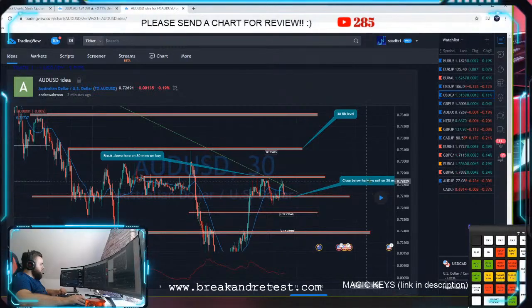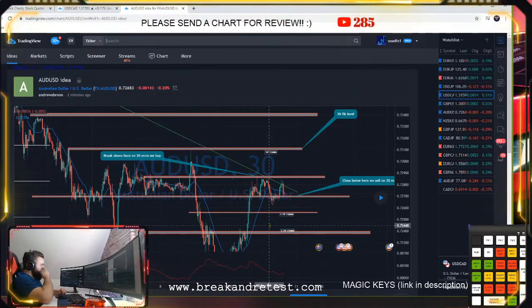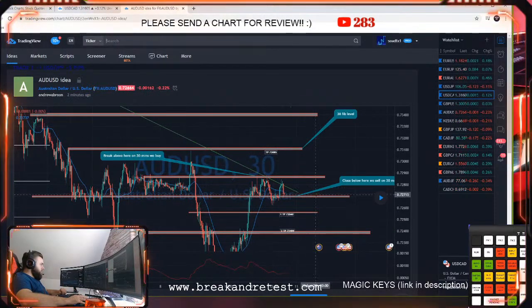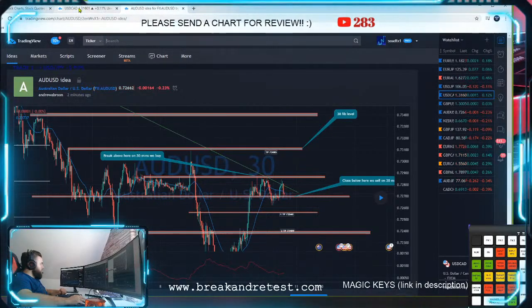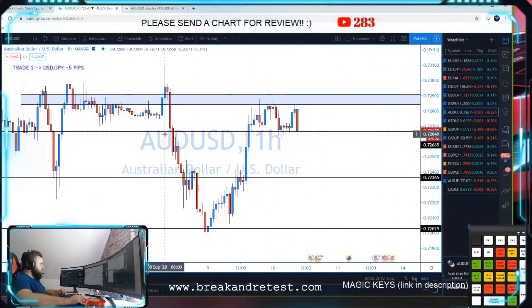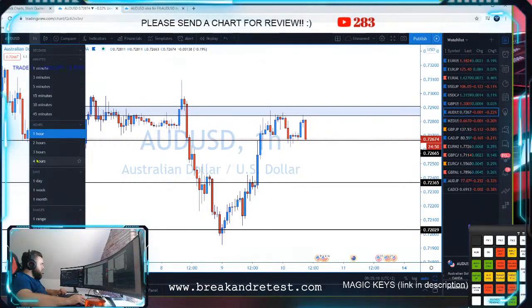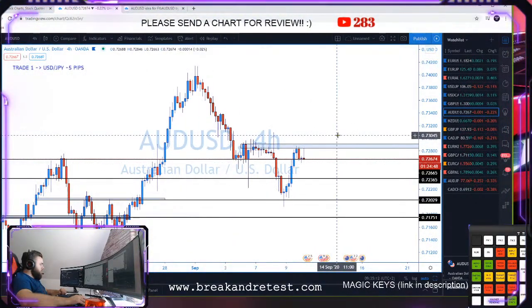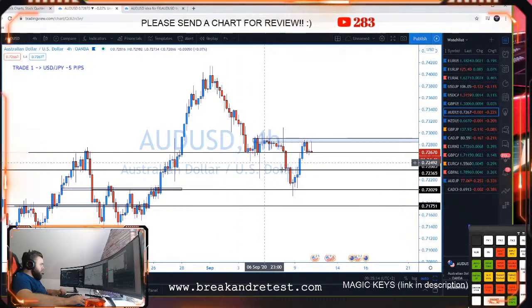USD. Good, still waiting for the same thing on Aussie dollar. Waiting for a break below that, yes. We'll see. I'll focus more on the 4-hour because it's much better.